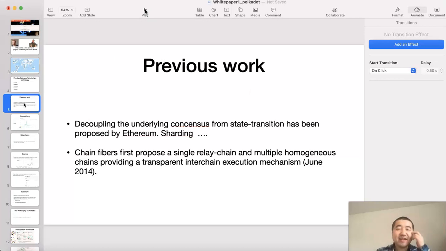Now let's talk about some previous work described in his white paper. The first one is Ethereum. Basically, he was the CTO of Ethereum, so of course he knows the problems of Ethereum.